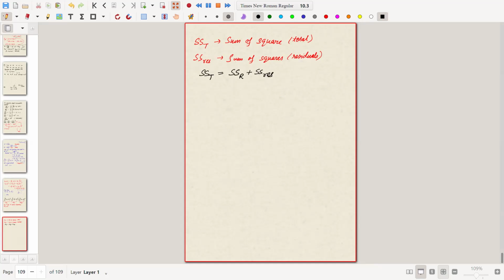So this helps us to define R2. These quantities help us to define R2, that is the coefficient of determination. Coefficient of determination. And how it is defined, do you remember?